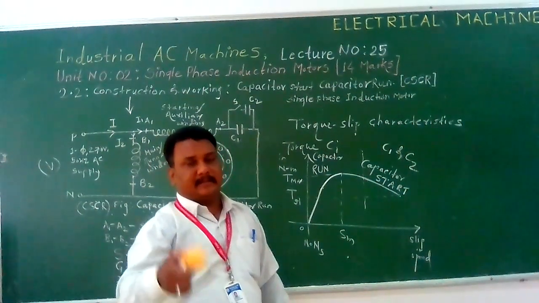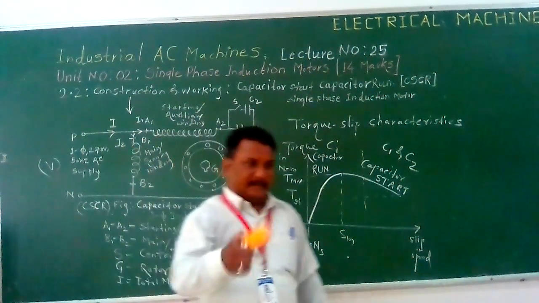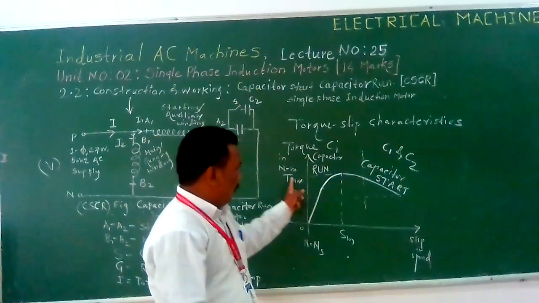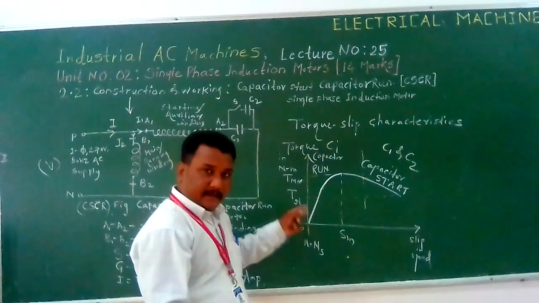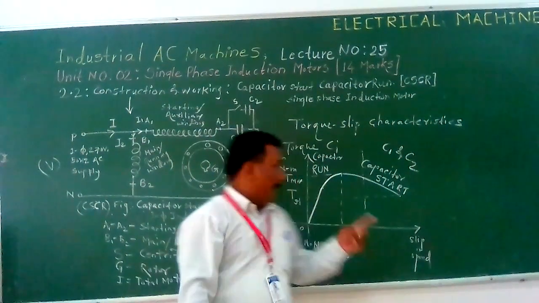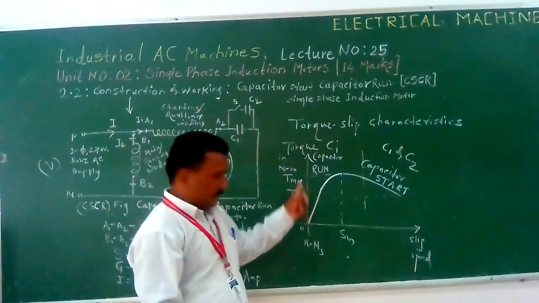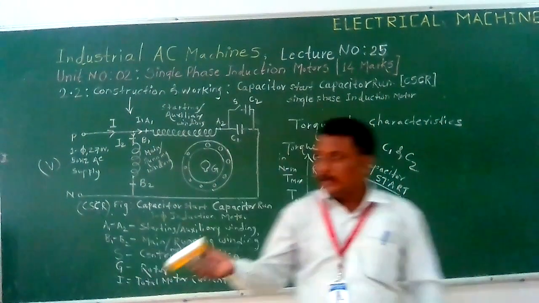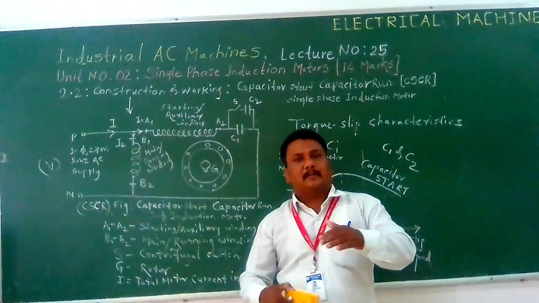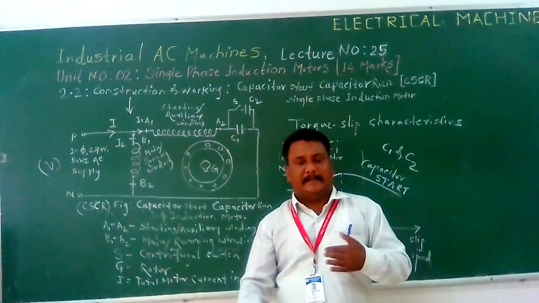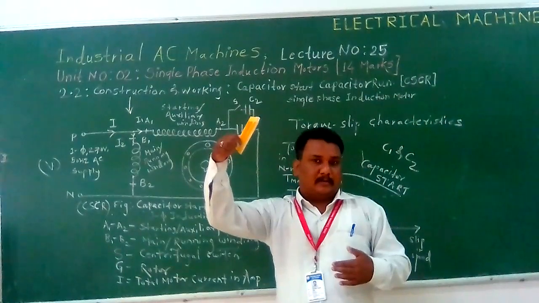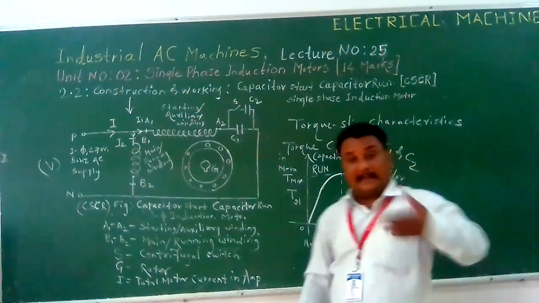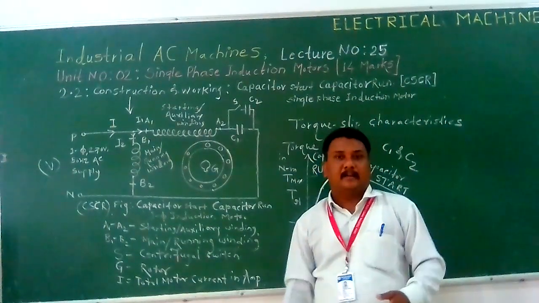In the capacitor split phase, resistance start induction run, capacitor start induction run, the starting torque becomes high and is near about half of the maximum torque. If maximum torque is 100%, starting torque will be 50%. But in the previous motor, capacitor start induction run, starting torque will be 20 to 25% as compared to maximum torque. So this type of combination gives very high starting and running torque.